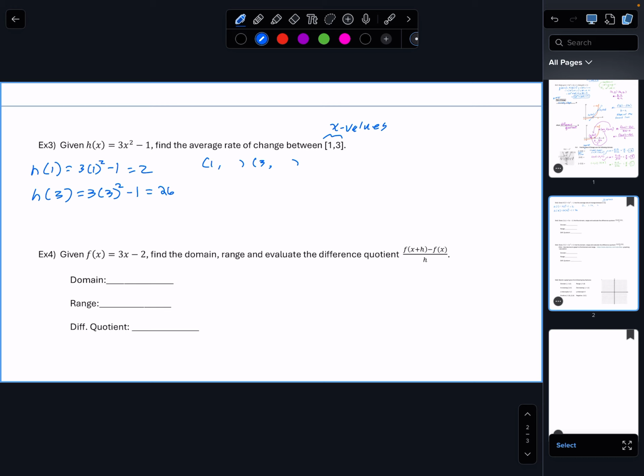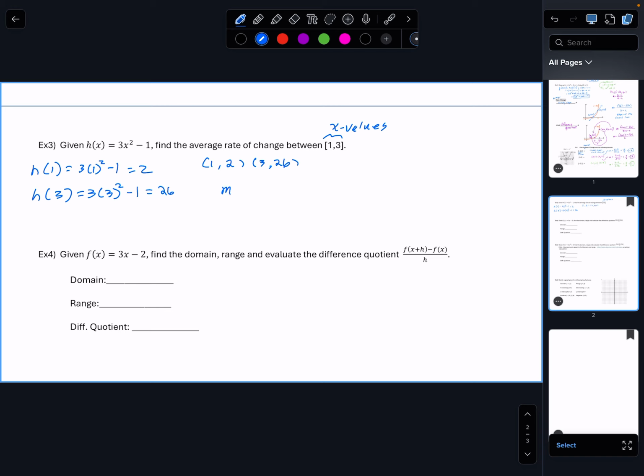So they give you the equation so you can plug it in. Sometimes I've seen them give you a graph without an equation, and the only thing you can do to get the y coordinate is look at the graph. So just different ways to give you information. And so when x is 1, y is 2. When x is 3, y is 26.